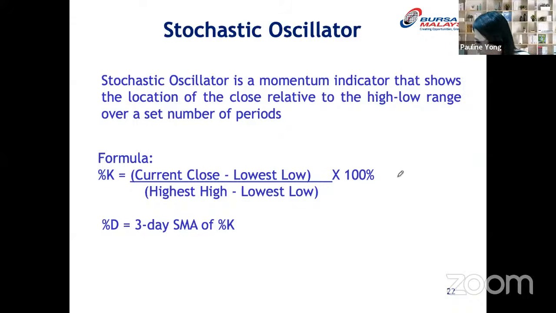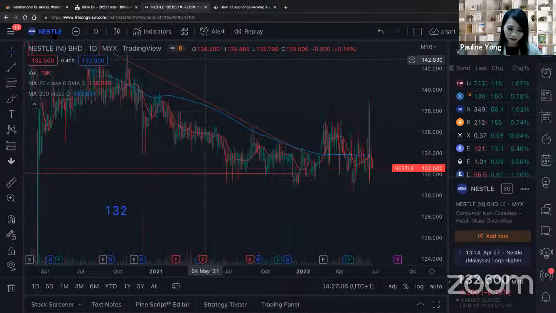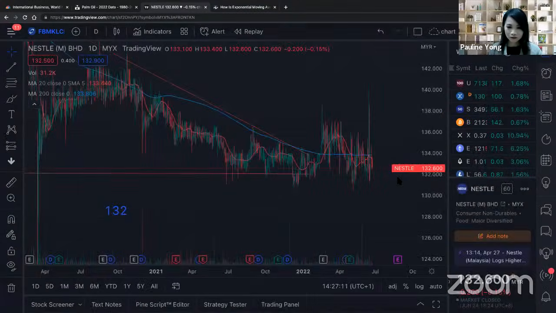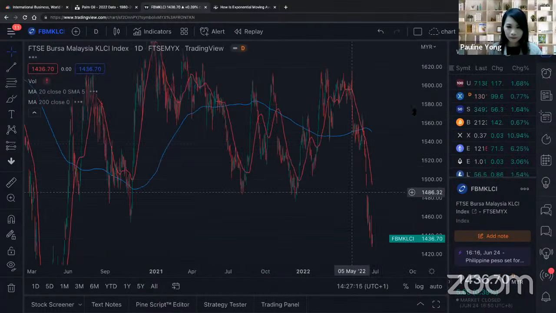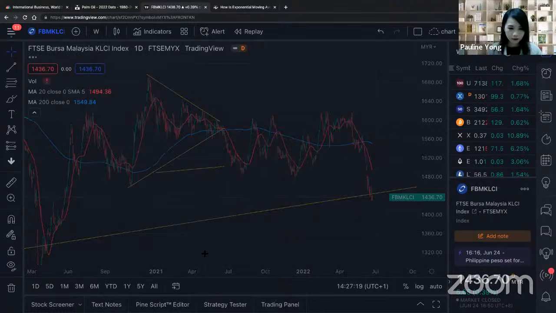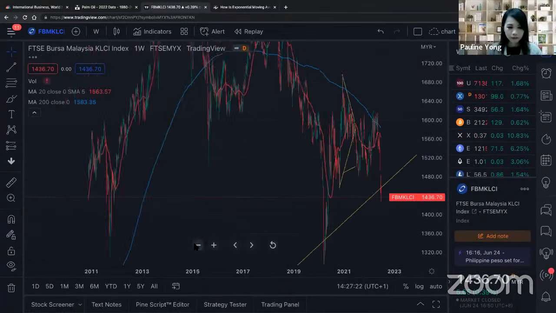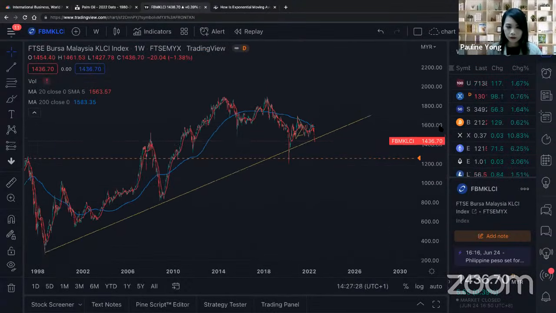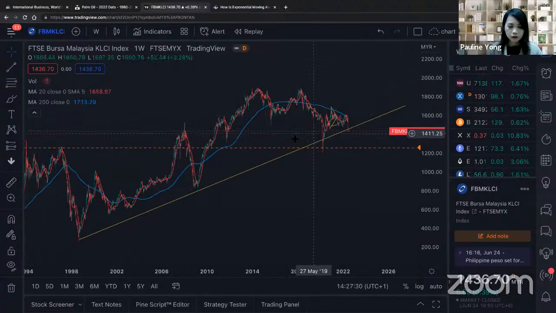Okay. Normally, how long does the stock move sideways? Good question. I'm going to show you. It depends on the stock. Let me show you a weekly chart. You look at this one. This one is our KLCI index. Do you see that for a long time we are moving sideways?